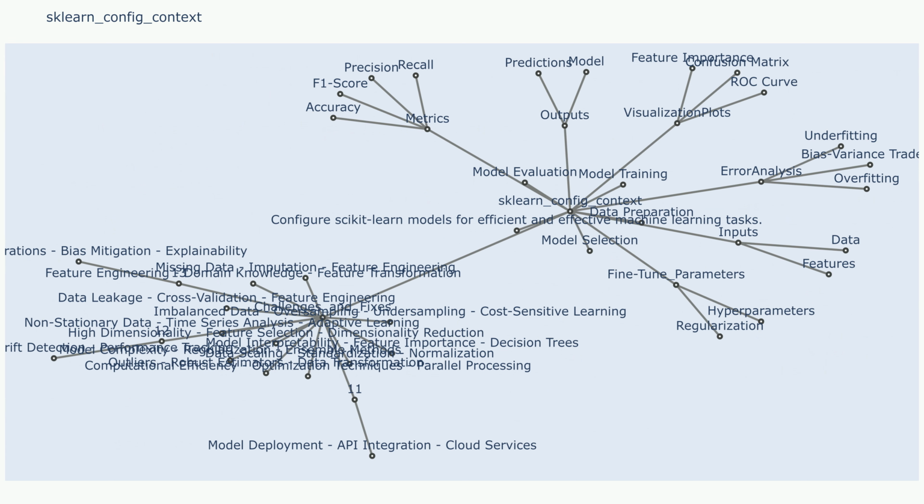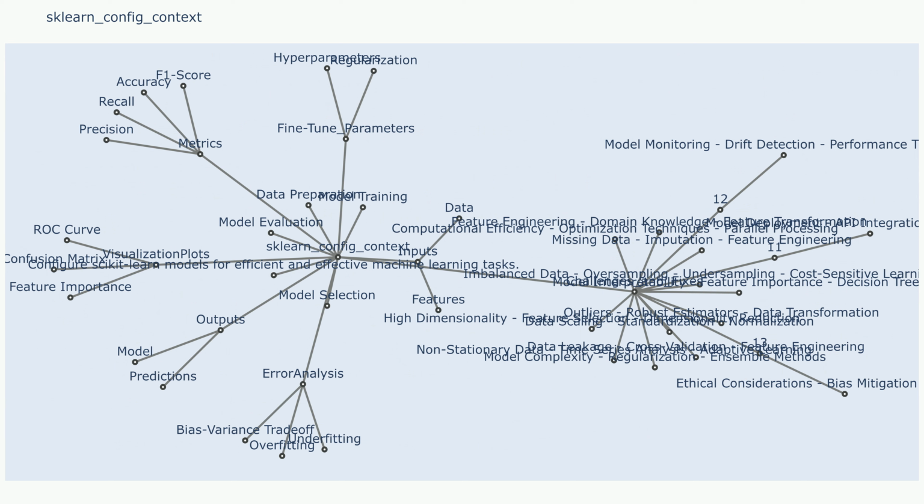ROC curve: a graphical representation of the trade-off between true positive rate (sensitivity) and false positive rate (1 - specificity) for different classification thresholds. Precision recall curve: a plot showing the relationship between precision and recall for different thresholds. Feature importance plot: a visualization that shows the relative importance of features in the model's decision-making process.